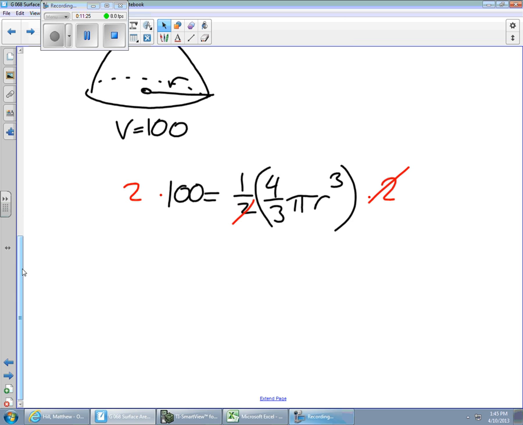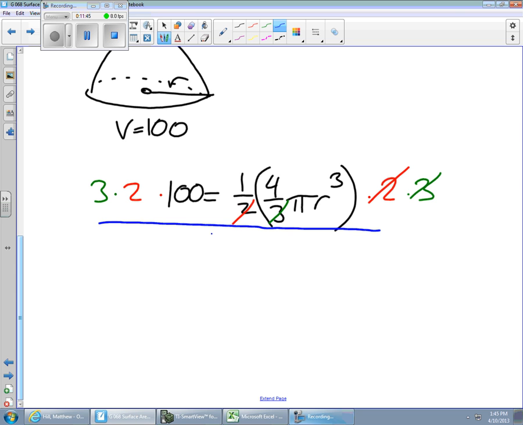Also, I have a 3 in the denominator that I do not want. So I'm going to hit each side with a times 3. That'll cancel the 3's out, which is fine. Now we have a 4 in the numerator that we do not want. To get it out of there, we divide by 4. That'll take care of the 4. And we also have pi in the numerator, so if I divide by pi, that'll take care of that.